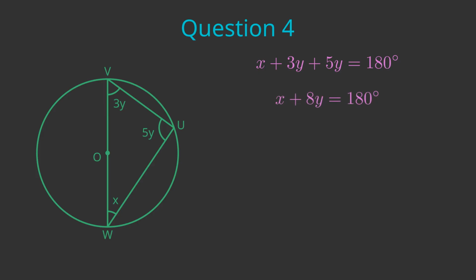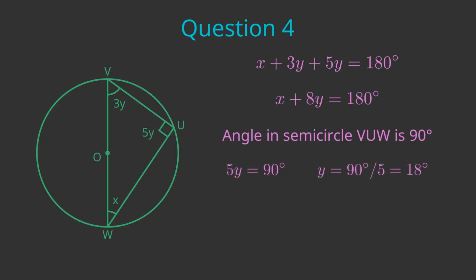But the problem here is that the equation has two variables, x and y, so we can't solve it as it is. But we know that the angle in the semicircle, VUW, is 90 degrees. Since this angle is 5y, we know that 5y is 90 degrees, so y is 90 divided by 5, which is 18 degrees. Now we can substitute this into the previous equation for x plus 8y.